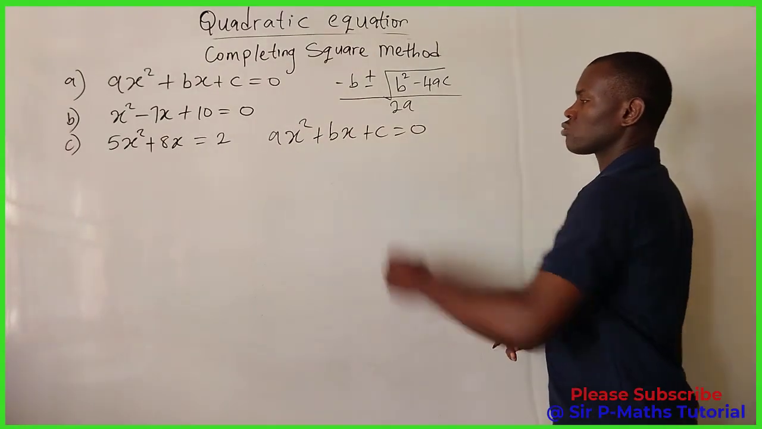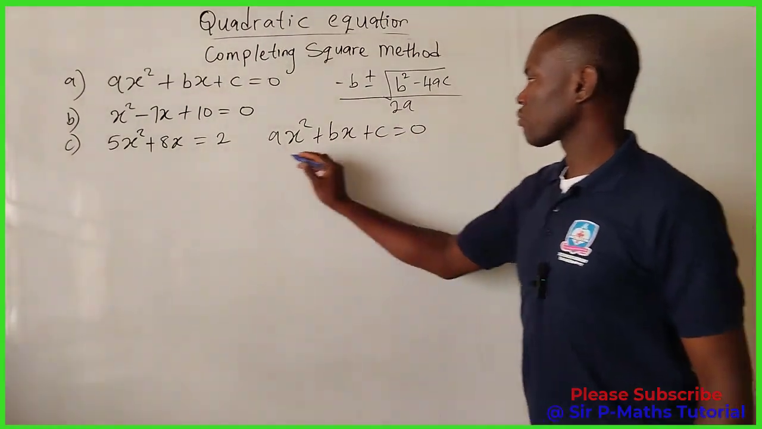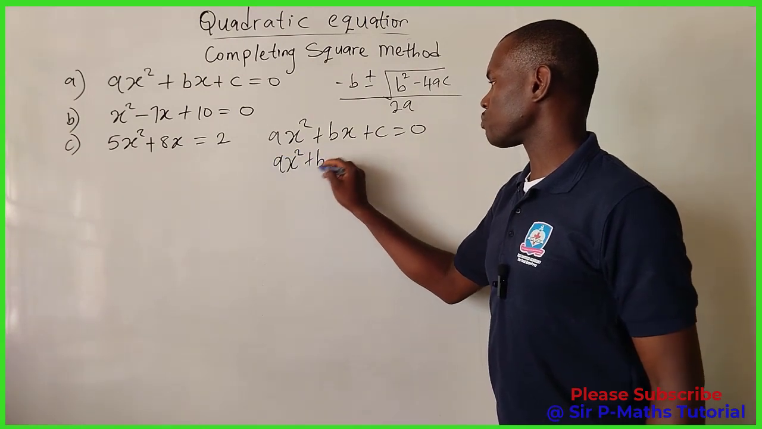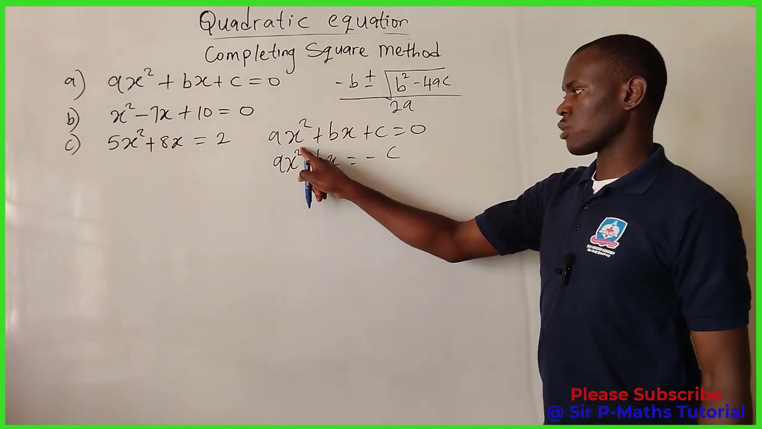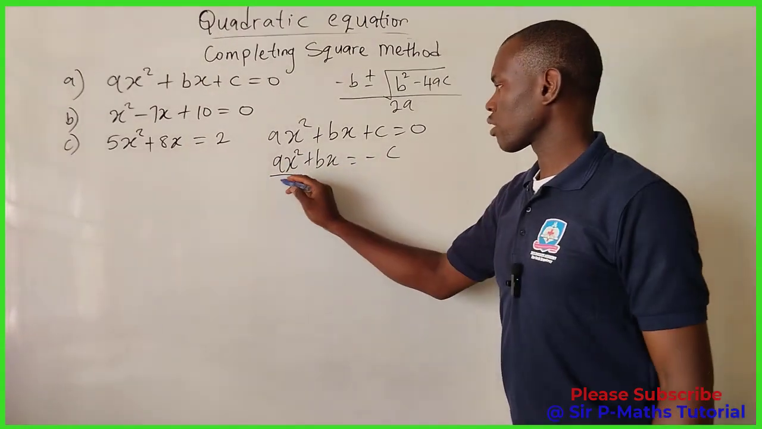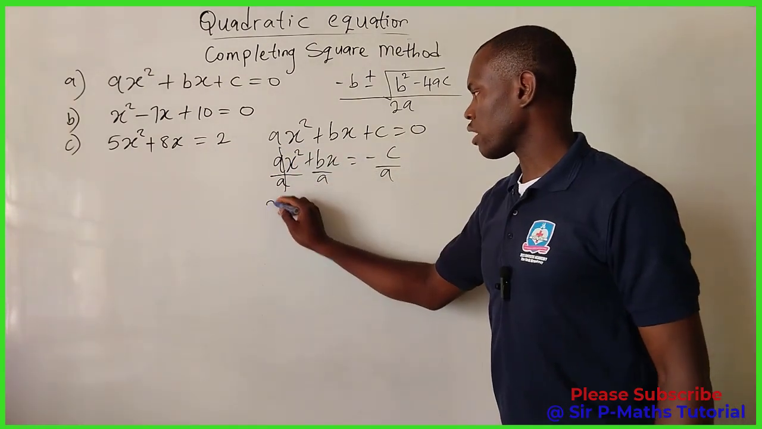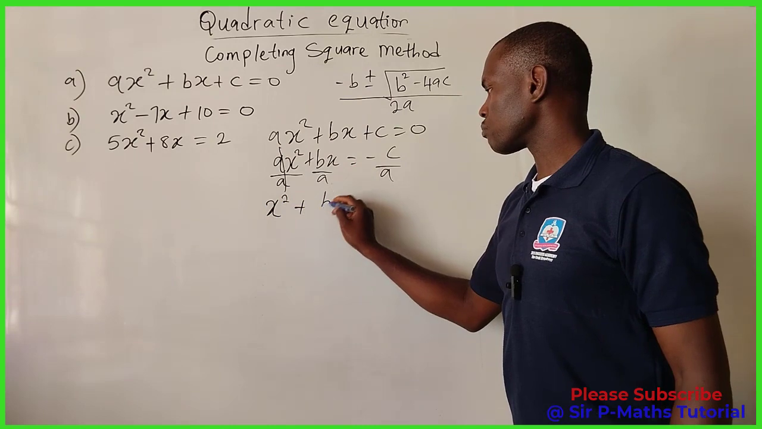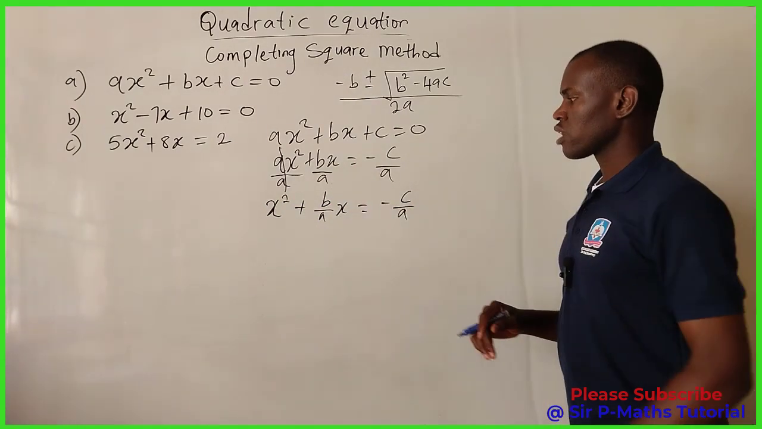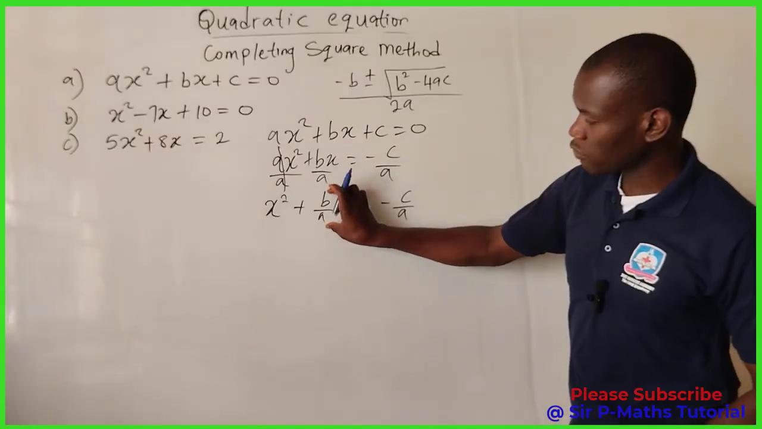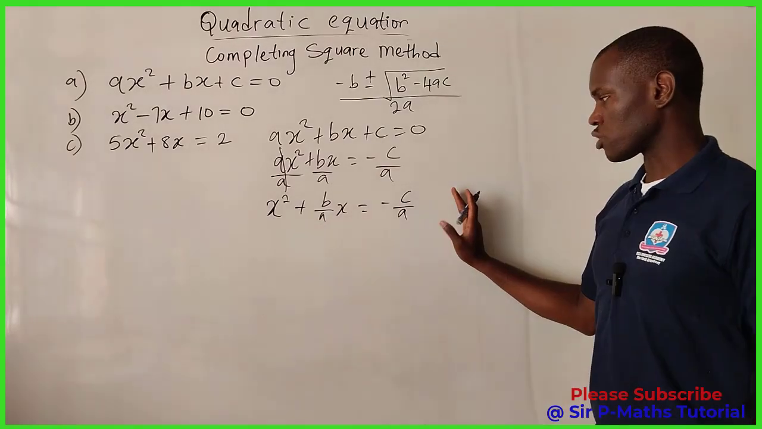Now, given a quadratic equation, the first thing you do is to carry your constant across the equality sign. Then we have ax squared plus bx equal to minus c. Then use the coefficient of x squared, that is a, to divide all through. This will cancel. Then we now have x squared plus b over a x equal to minus c over a. And when you have done that, get the half of the coefficient of x and then square it. Add it to both sides of the equation.